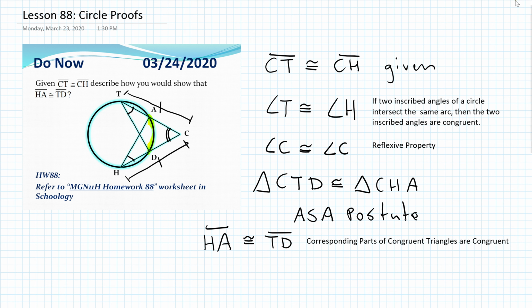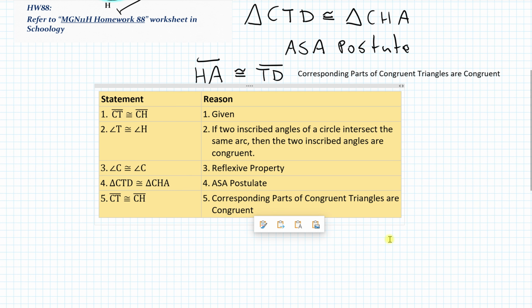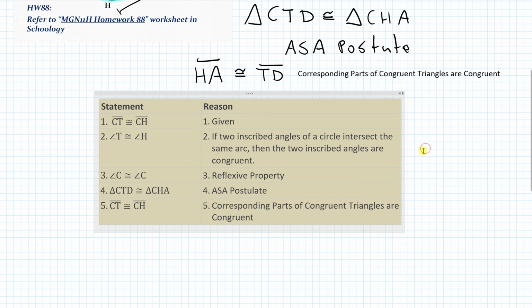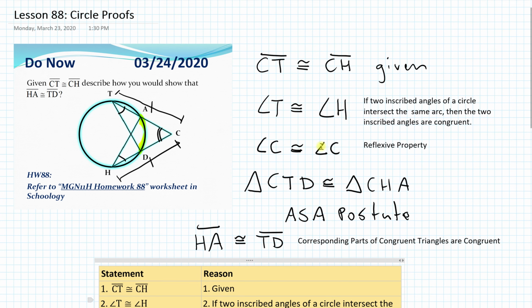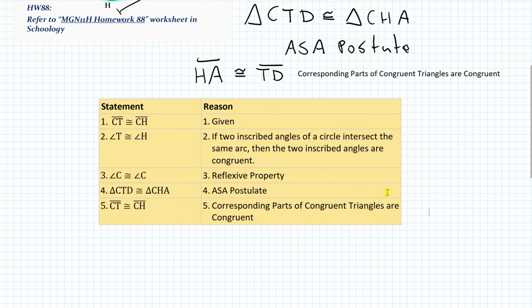As you can see, we have just done a circle proof. Ideally, you want to write everything in a statement reason table as follows. So here is the statement reason table. There you go. Okay, so that's how you want to write your proof, as a statement reason table. You're more than welcome to write a plan like we did here, but that's really not necessary. If you don't have to, you can just go ahead and write the statement reason table in this format here.